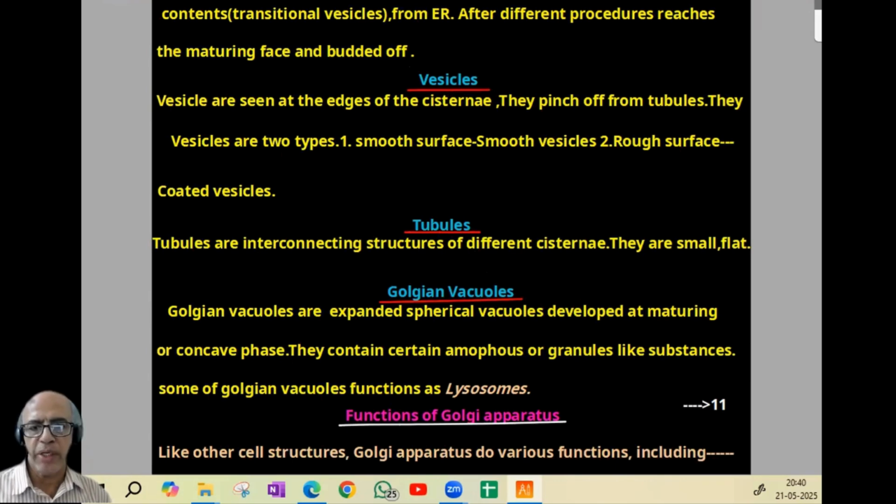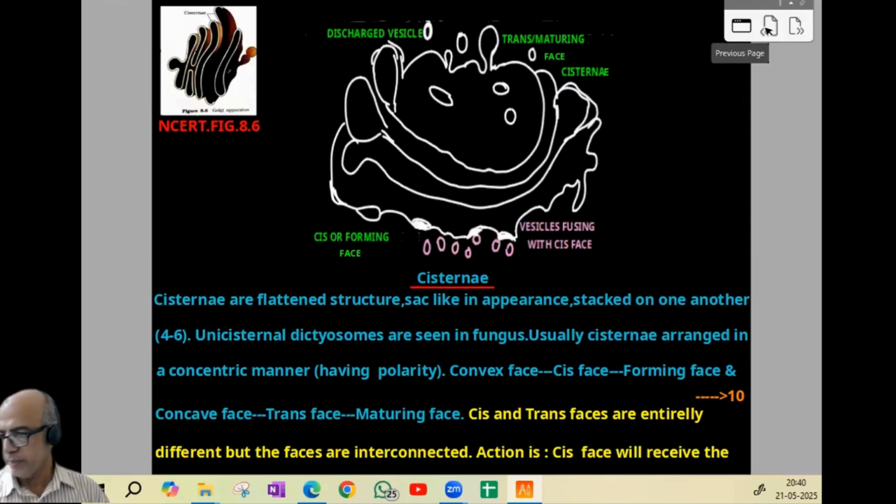Now, fourth is Golgian vacuoles. Golgian vacuoles are expanded spherical vacuoles developed at the maturing or concave phase. It's important: maturing or concave phase. Then they contain certain amorphous or granular-like substances. Some of the Golgian vacuoles function as lysosomes, important.